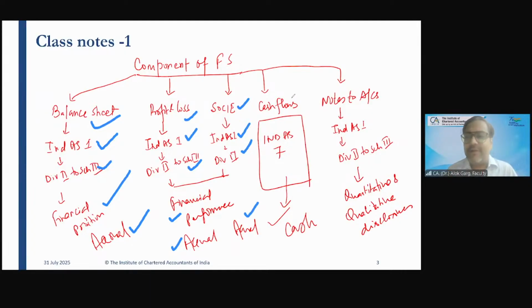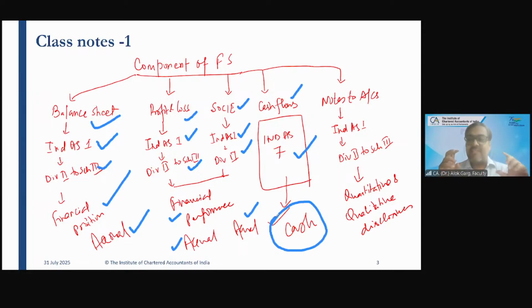Cash flows, statement of cash flows, right? There is no guidance given under Ind AS 1. Ind AS 1 says that please go to Ind AS 7. There is no format which is given under Division 2 to Schedule 3. Division 2 to Schedule 3 says that please go to Ind AS 7, right? So the only guidance on statement of cash flows is given under Ind AS 7. And it is not prepared on an accrual basis. It is prepared on a cash basis.